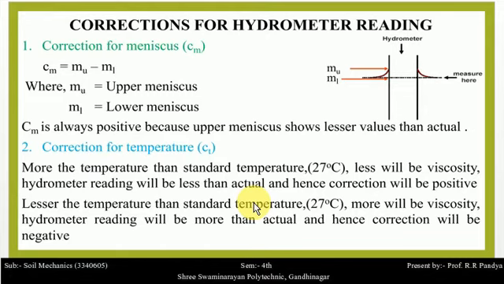Hydrometer reading will be less than actual and hence correction will be positive. The lesser the temperature than the standard temperature of 27 degrees, the more will be the viscosity. Hydrometer reading will be more than actual, and hence correction will be negative.